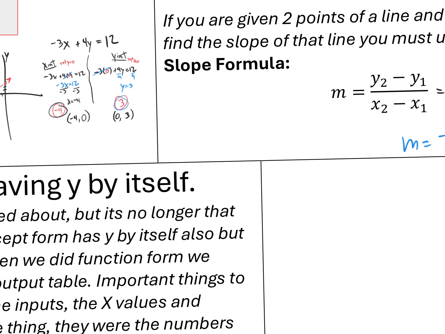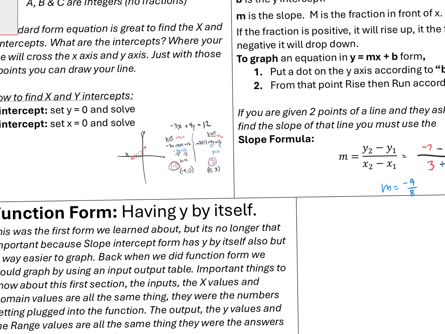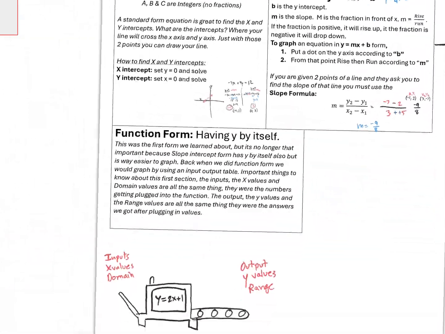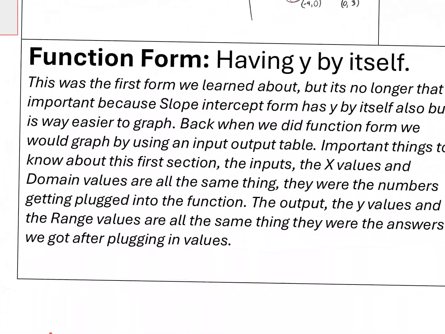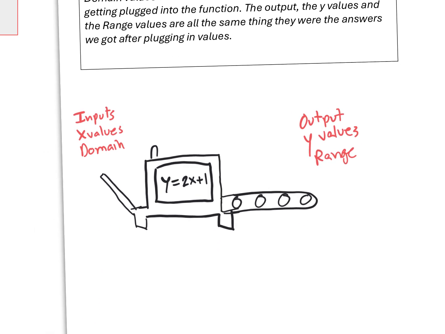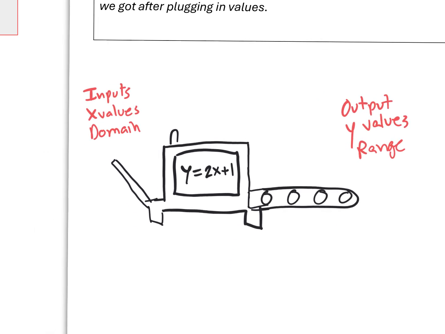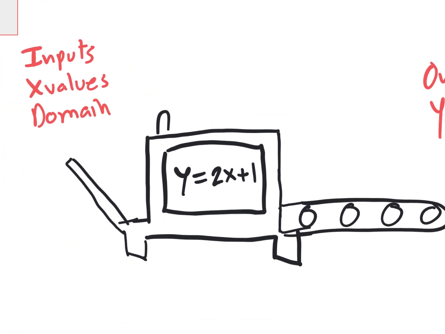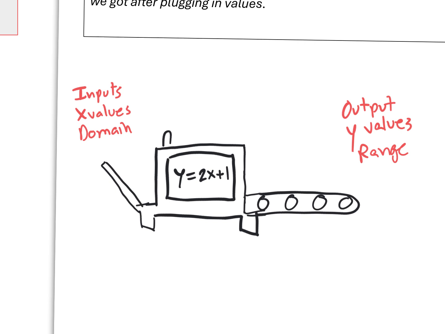Anyway, if we go way back to when we first started graphing, even before standard form or before slope-intercept form, we started with function form. Remember getting y by itself? It's kind of like a machine, like a function machine. For each input, there's one output. And this machine, in this particular example, I have y equals 2x plus 1. So if I put in a 5, if a 5 goes right into this machine, what does it come out as?